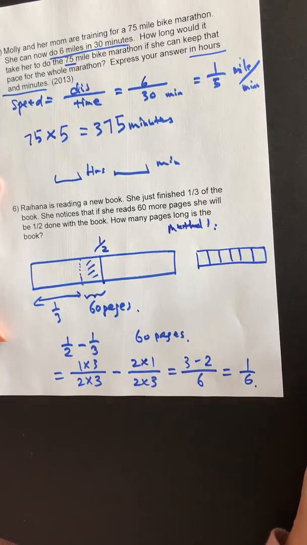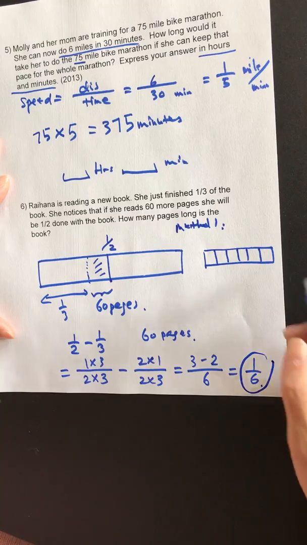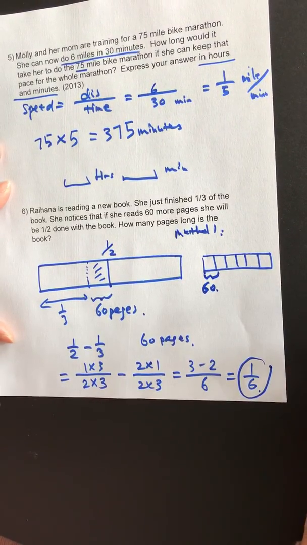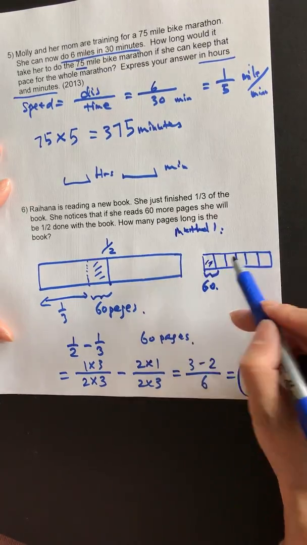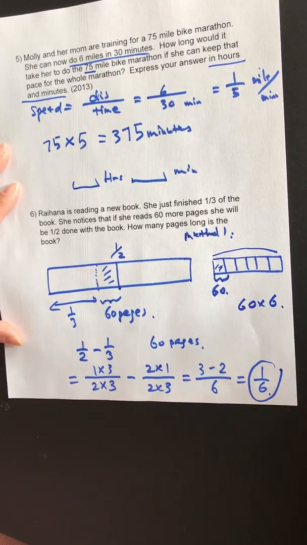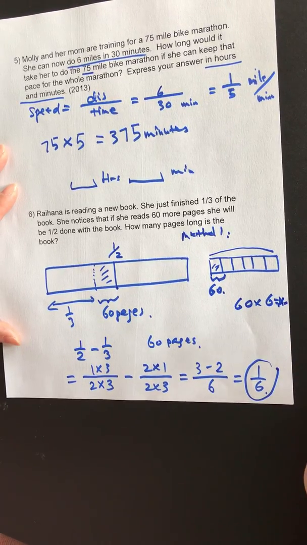I divide it into 6 parts. This is 1/6, right? And 1/6 is 60 pages. So now this 1 unit is 60 pages. The total book is 60 multiplied by 6, which is 360 pages.